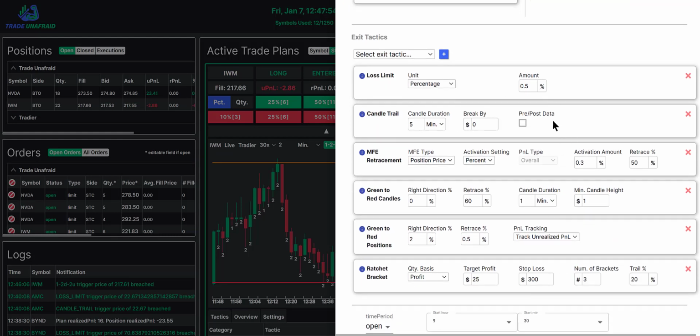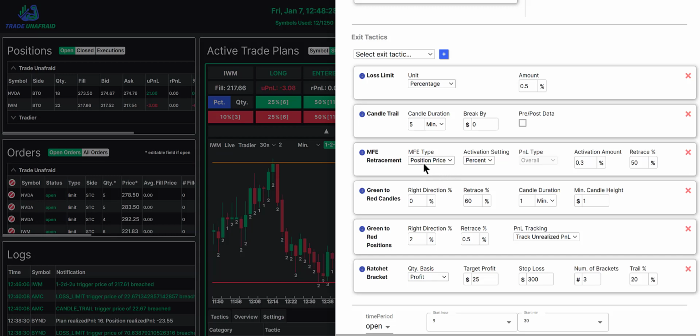And then these are the exit tactics. There's a lot here. So real quickly, I have a max loss of 0.5% of the position size. So approximately $5,000, 0.5% of that, $25. I have a built-in automated 5-minute candle trail as a stop. I'm also using maximum favorable excursion retracement.